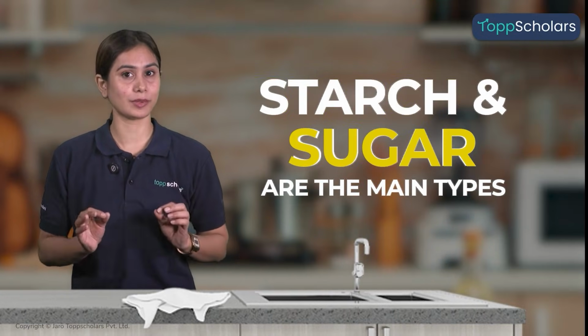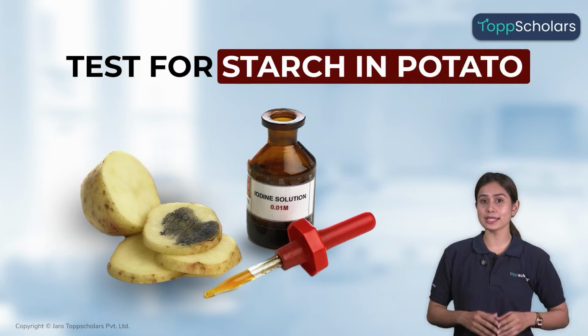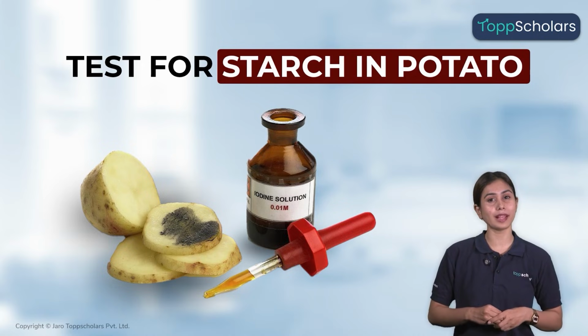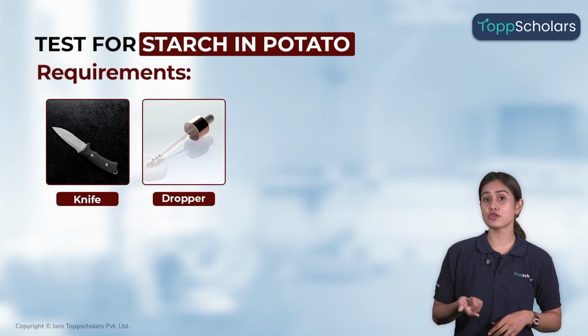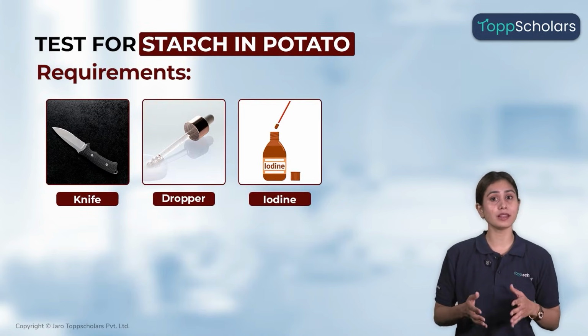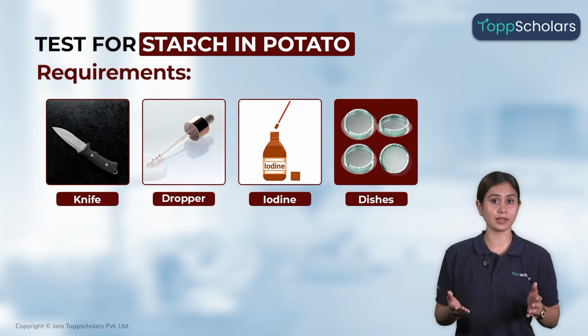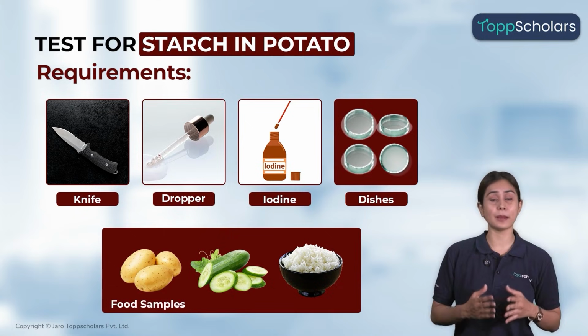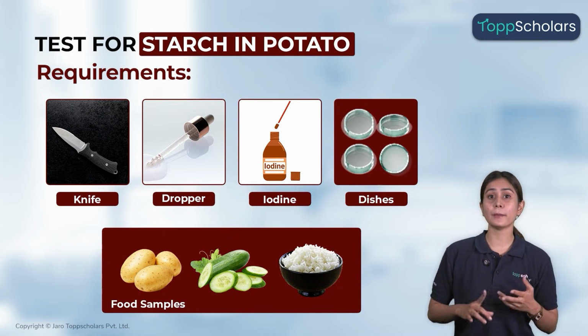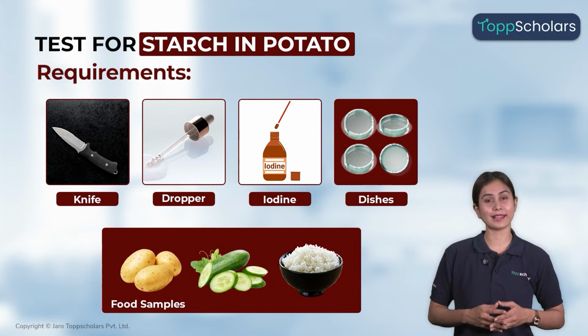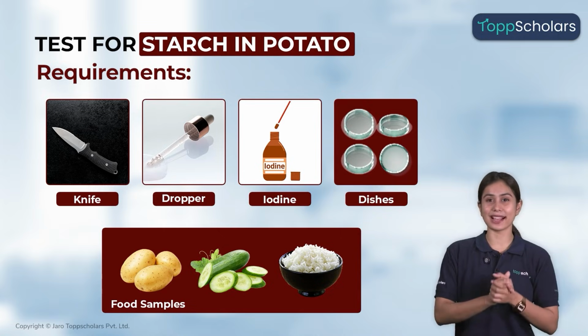are the main types. To perform this test, we will need a few basic things like a knife, a dropper, some iodine solution, some clean and dried slides or dishes, and some food samples like potato, cucumber, bread and boiled rice. Now, let's get started.